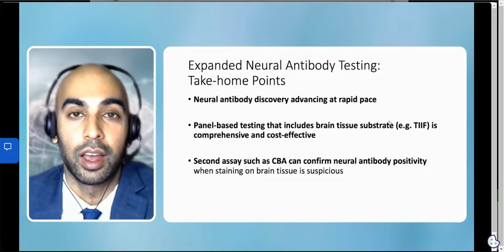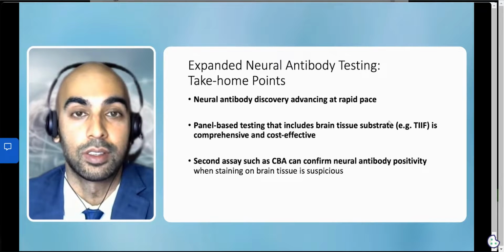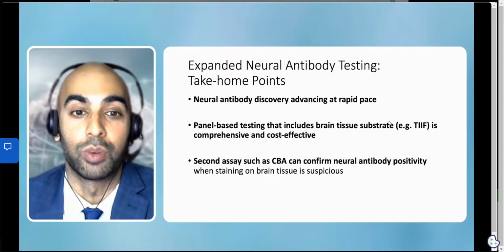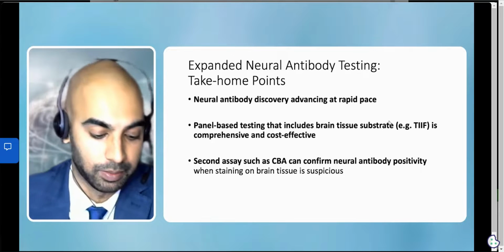In patients that have a suspicious tissue staining pattern on brain tissue indirect immunofluorescence, a second assay, such as a cell-based assay, can be performed as a reflex test to confirm neural antibody positivity, as I've demonstrated in these last 2 cases.